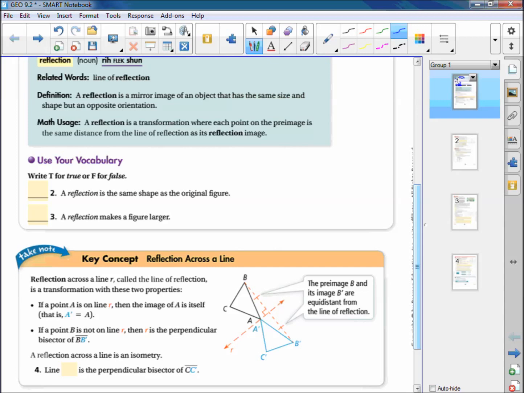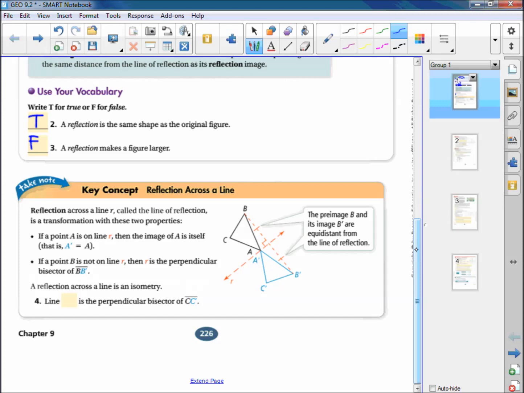All right, so use your vocabulary, write T for true or F for false. A reflection is the same shape as the original figure. This is true. It's going to still be congruent. And a reflection makes a figure larger, and this is going to be false. A reflection is an isometry, so it's not going to change the size, okay?